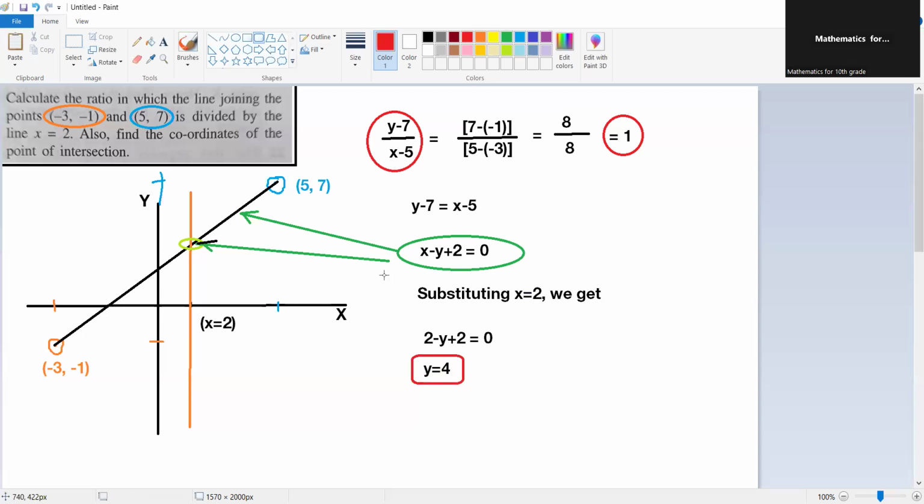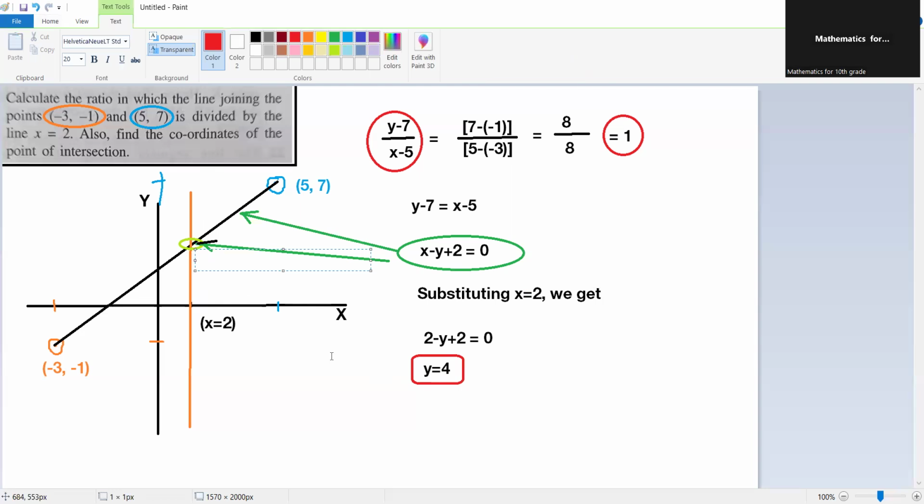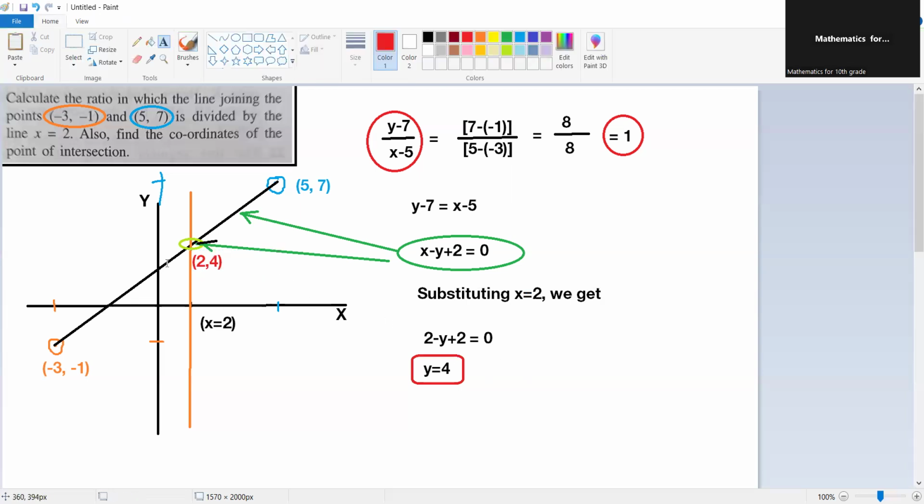So I just substituted x equal to 2 here. So 2 minus y plus 2 equal to 0. So I send the y to the other side. So y is equal to 4. Which means the coordinates of this particular point is 2 comma 4, because x equal to 2 was given, and I found out y equal to 4 from the equation of the line by substituting x equal to 2. So I already found all the 3 points.